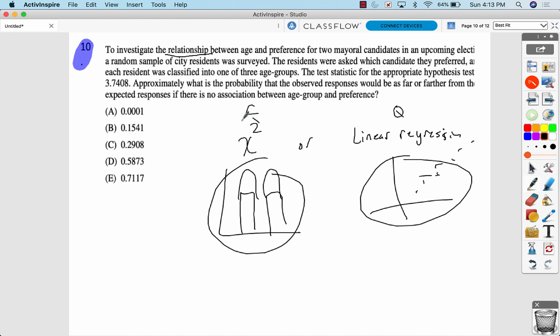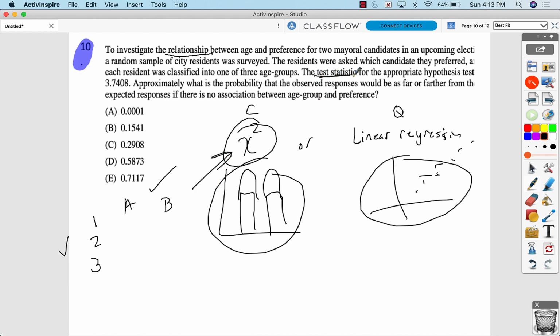If it's chi-squared, you have to know your DFs. The residents were candidate per ward, and each resident was classified into 3 age groups: age group 1, age group 2, age group 3. They were looking for the relationship between age, which I have here, and the preference of 2 candidates, candidate A and candidate B. So this is your table for your chi-square.